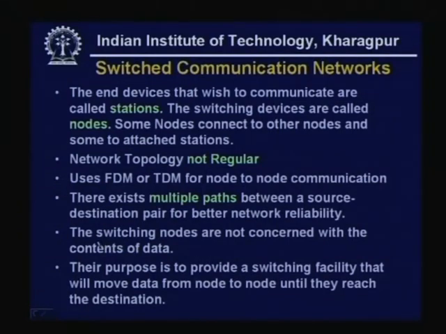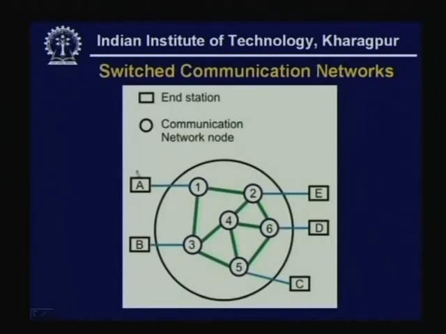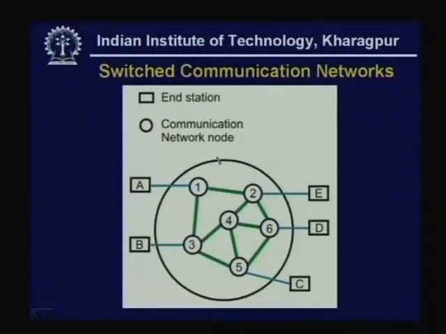Here another important feature is that the switching nodes are not concerned with the contents of data. That means whatever data is being sent by a station, that is being communicated by the node. In other words, nodes can be considered as dumb devices. Whatever is received, that is being transmitted to another node or the destination station. So, either way it is possible. A station will send to a node, and the node will either send to another node or it will go to another station, as it is connected, as it is shown here.